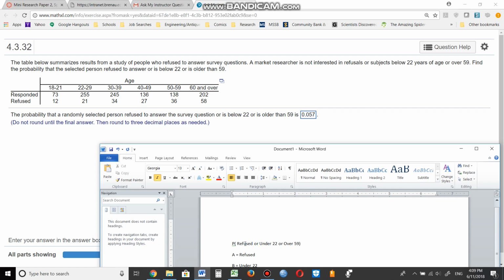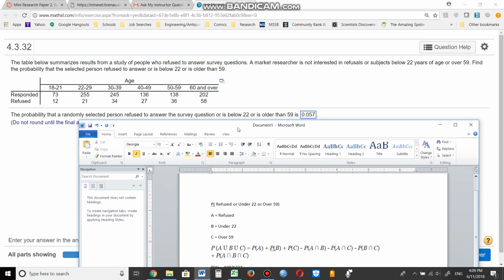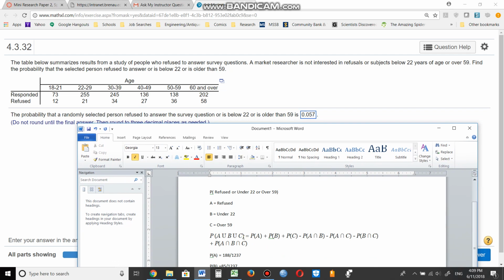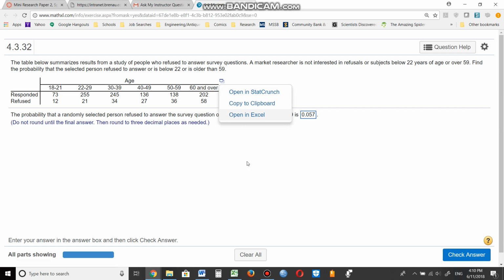So we want the probability of refused or under 22 or over 59. Let A be refused, let B be under 22, let C be over 59. And my new formula is going to look like this. You just have to look this up; you can look it up online. The probability of A or B or C is the probability of A plus the probability of B plus the probability of C, minus the intersections of each pair, plus the intersection of all 3 at the same time.